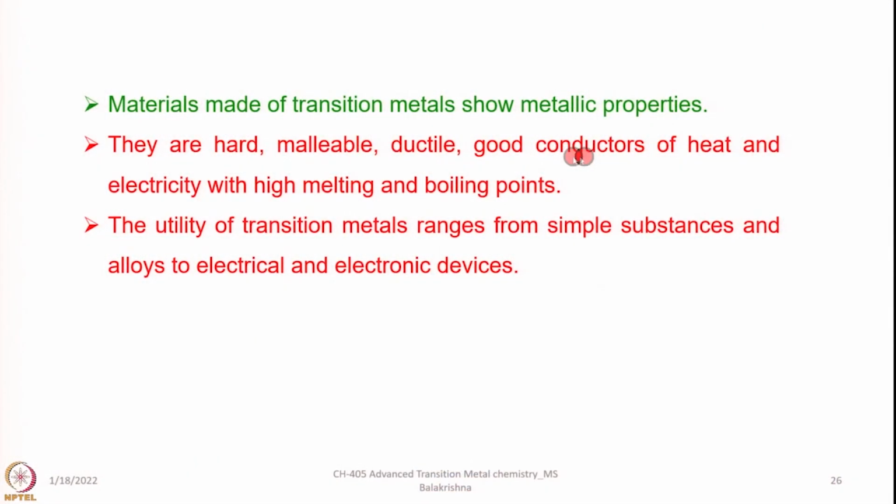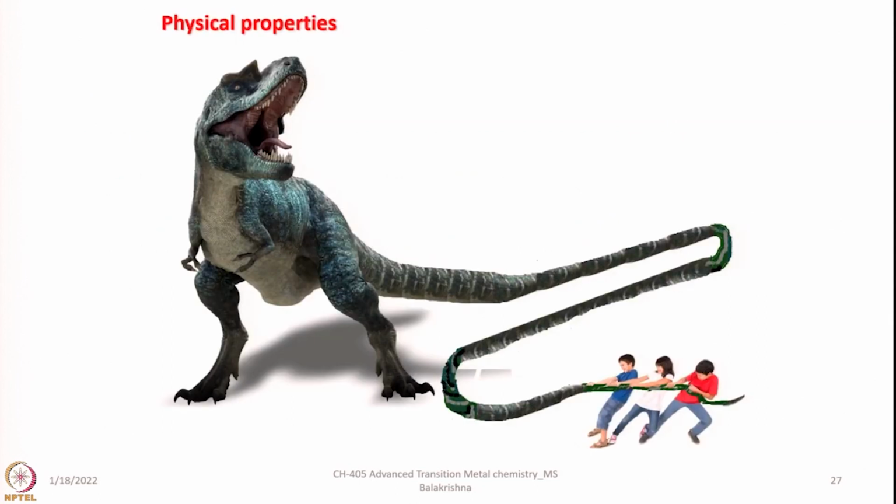And materials made of transition metals show metallic properties. They are hard, malleable, ductile and good conductors of heat and electricity with high melting and boiling points. The utility of transition metals ranges from simple substances and alloys to electrical and electronic devices. Of course, this explains the malleability of metals. Let me stop at this juncture and focus more on physical properties and other important properties related to transition elements in my next class.